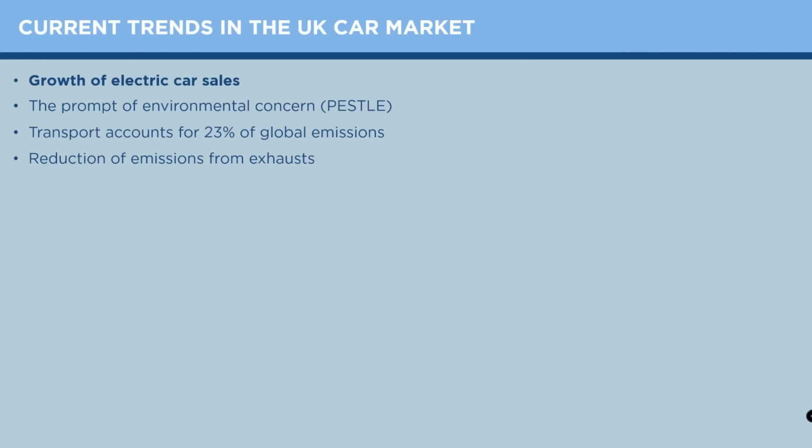And this environmental concern is because transport accounts for about 23% of global emissions. By having an electric vehicle, you are reducing the emissions from the exhaust, because electric vehicles don't have exhausts. Now, there's two types of electric vehicle. You've got a hybrid and you've got a pure electric. A hybrid has both a traditional combustion engine and a battery, whereas the pure electric cars are just the battery.